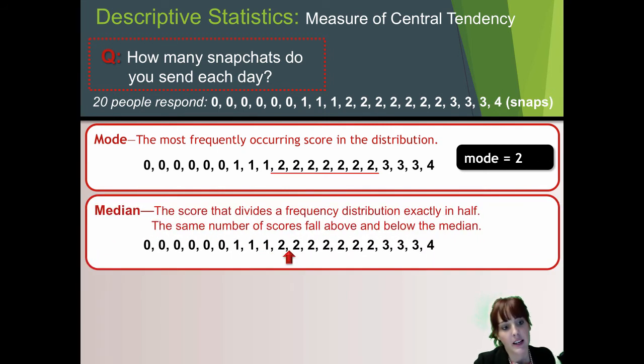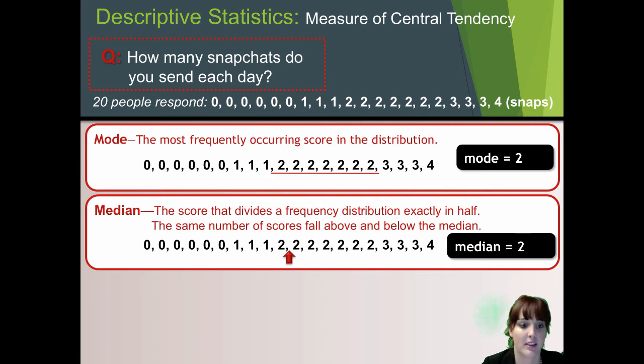The median is the score that divides the frequency distribution in exactly half. So if you put them all in chronological order and numerical order, or whatever it is that you're looking at, then you count in from both sides to exactly half. That's going to be your median. Notice here that the mode and the median are both 2, the same number.